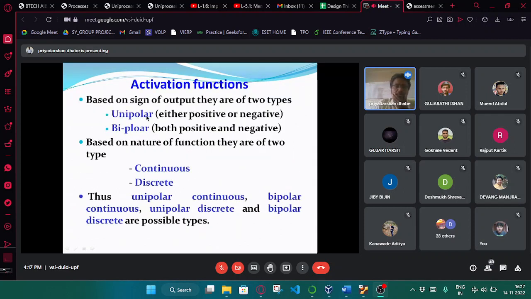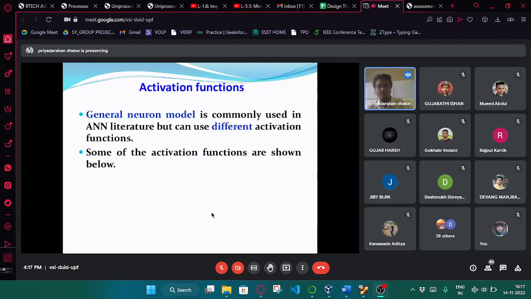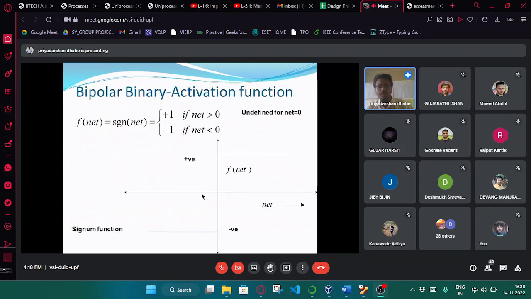And there are various kinds of activation functions. For example, unipolar contains only positive values or only negative values. Bipolar contains both positive as well as negative values as the output. So these activation functions can be continuous as well as discrete, and by using these combinations, we can have unipolar continuous, unipolar discrete, bipolar continuous, bipolar discrete. Four activation function types are possible. So based upon what kind of activation function we are using, the behavior of the neuron may be different.